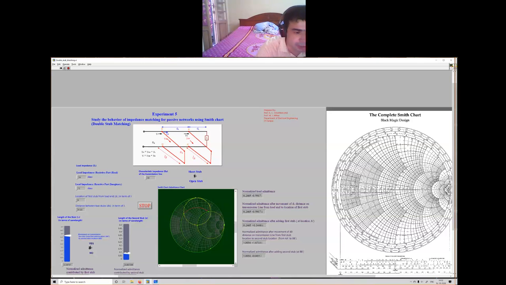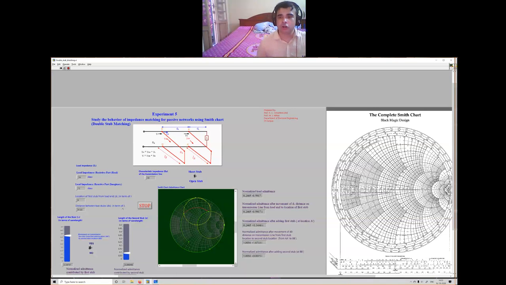The second step is varying this stub length LB, this one, and to reach this center. Our goal is always to reach the exact center of this Smith chart. You can do it this way. See, I'm changing, and once we reach it, we stop. Yes, it is done.